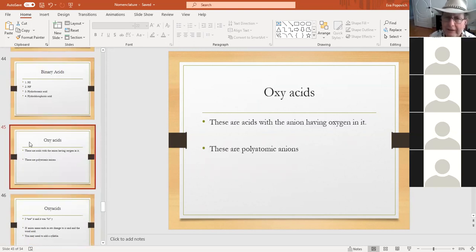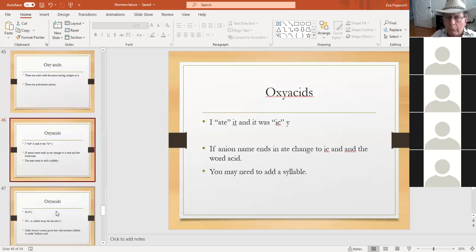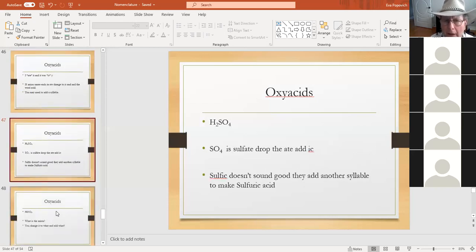Funny enough, oxyacids are acids with the anion having oxygen in it. These are polyatomic anions. Remember two sayings. I ate it and it was icky. If the anion name ends in ate, change it to ic and add the word acid. Note, oxyacids, you are not using hydro. You may need to add a syllable. SO4 is sulfate. Drop the ate and add ic. Sulfic doesn't sound good, so they added another syllable, sulfuric.